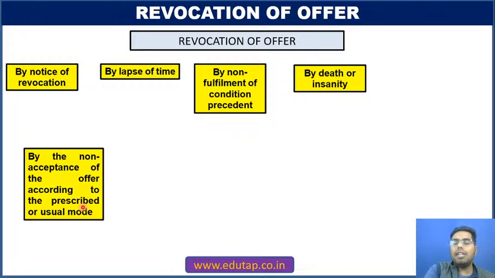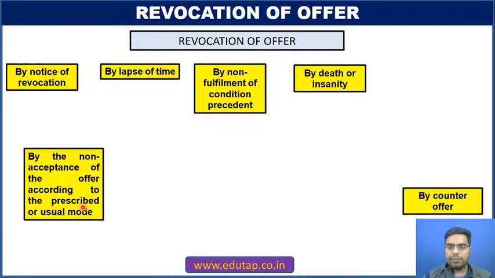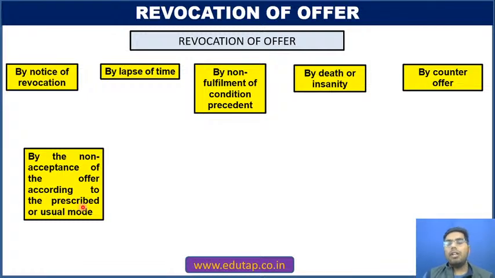Next is by death or insanity. The person making the offer died or became insane. Insane means he became mad or lunatic. By counter offer: when you have made me an offer, but I have made you a counter offer. I told you in the previous slide also, when the counter offer is made, the original offer is cancelled or revoked.